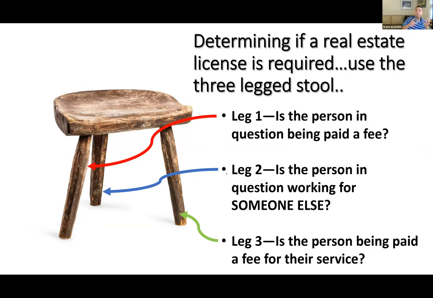The reason I think of a three-legged stool is, if I take one leg away from this stool, what happens to the stool? It falls over. If you lose one of the three legs, the stool falls over and we don't need a license. But if all three legs of the stool are there, that person we're asking about needs a real estate broker's license in North Carolina.